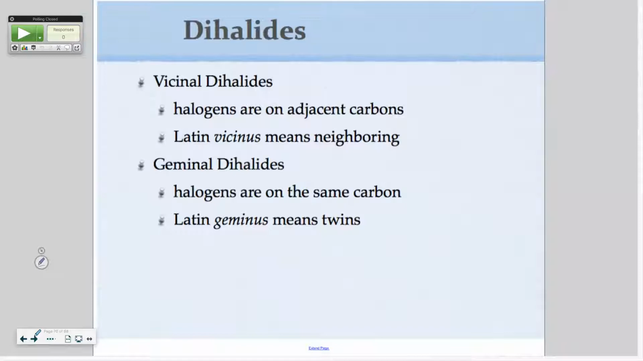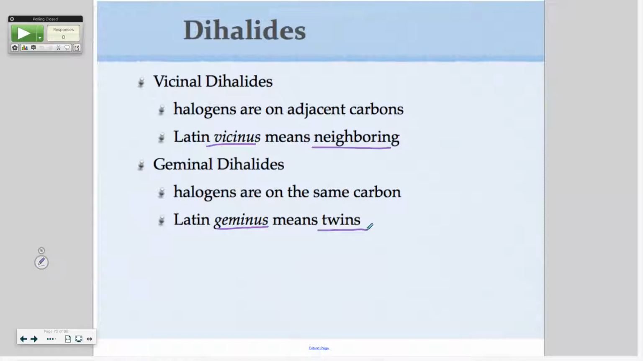Vicinal dihalides are when your halogens are on adjacent carbons. The Latin word vicinus means neighboring. I'm sure you're all Latin scholars. And it's considered a geminal dihalide if the halogens are on the same carbon, and geminus means twins. Is anybody the sign Gemini? Gemini is the twins. I don't know if that would help you remember that.